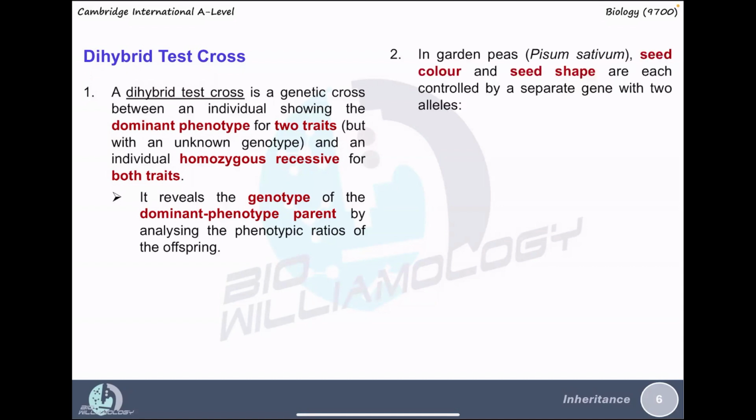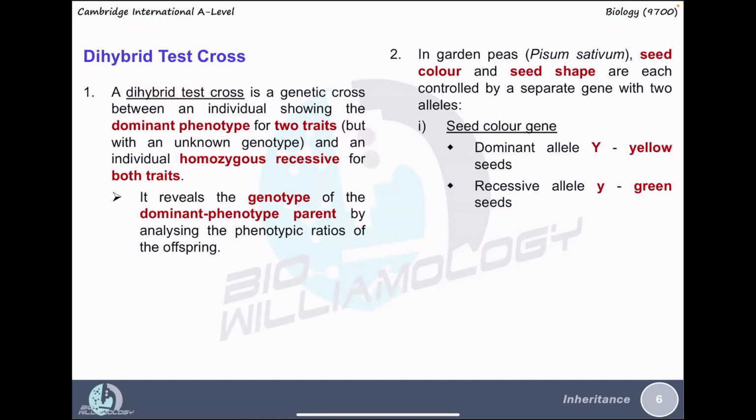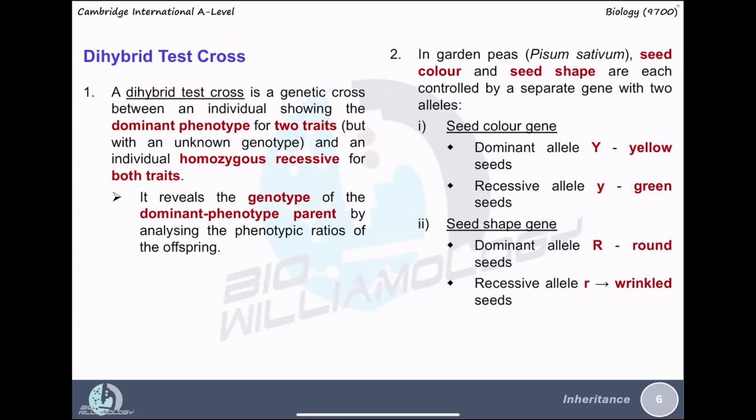Again, in garden pea plants, the seed color and the seed shape are each controlled by a separate gene with two alleles. For seed color, the dominant allele Y codes for yellow seed, and the recessive allele y codes for green seed. The seed shape gene has the dominant allele R, which codes for round seed, and the recessive allele r, which codes for wrinkled seed.